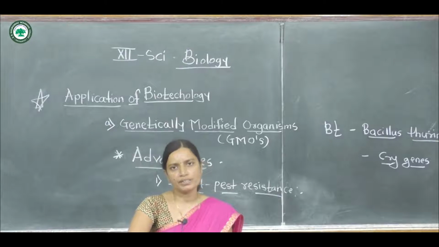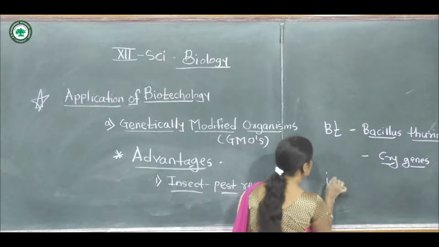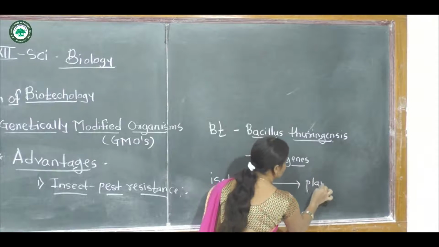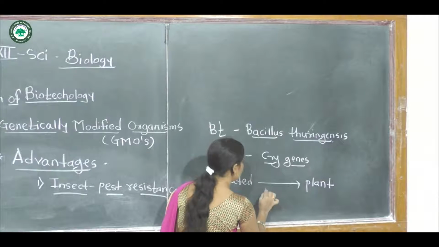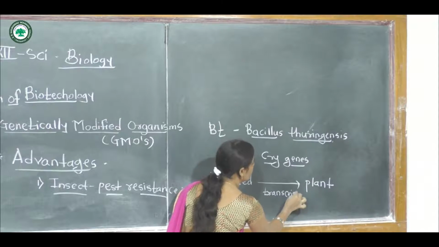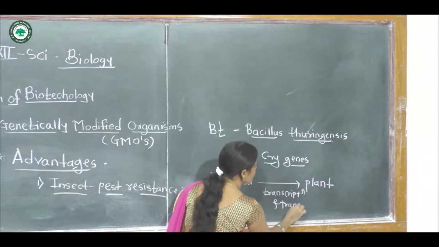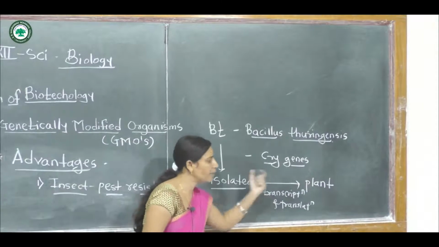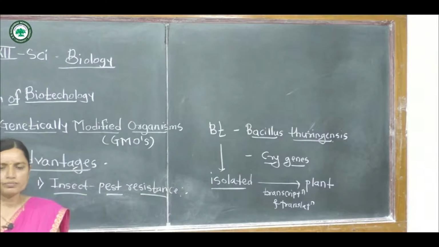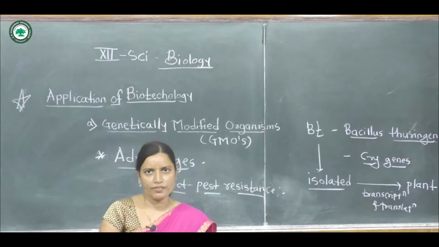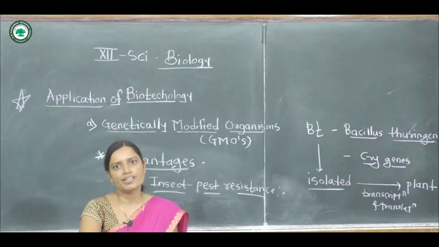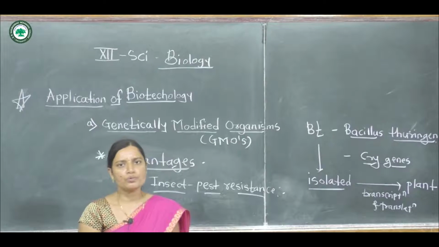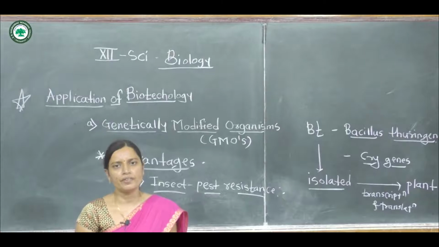This particular specific gene is isolated. The gene is isolated and introduced into the plant through the transcription and translation process. This Bt gene is isolated and introduced to the plants, and the crystalline form of the protein is found in this gene, and it dissolves in alkaline pH. Now they can introduce it to plants, and this gene is found everywhere in the plants.